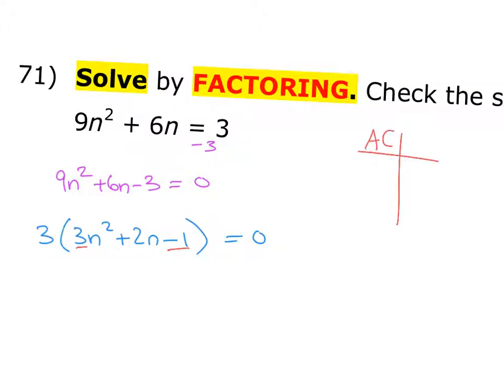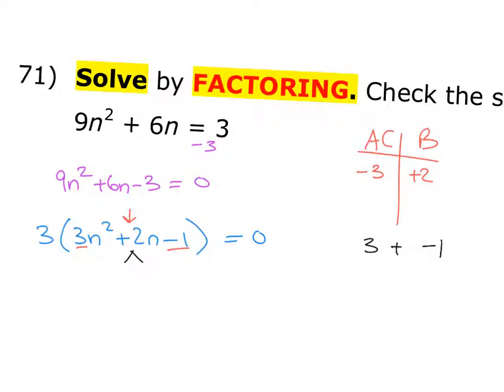What multiplies to negative 3 and adds to positive 2? What multiplies to negative 3 and adds to 2 is positive 3 and negative 1, because together, 3 plus negative 1 is 2, and 3 times negative 1 is negative 3.